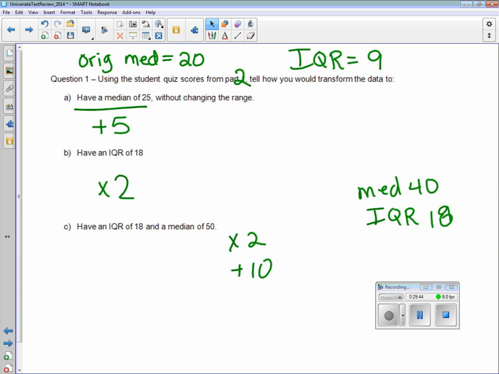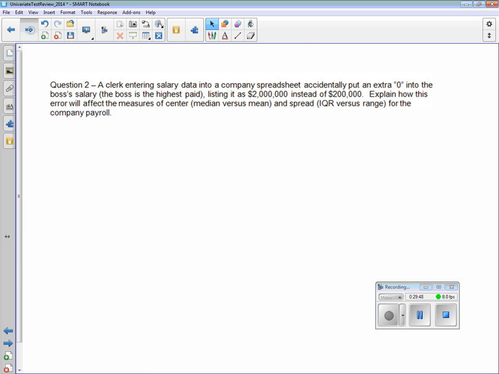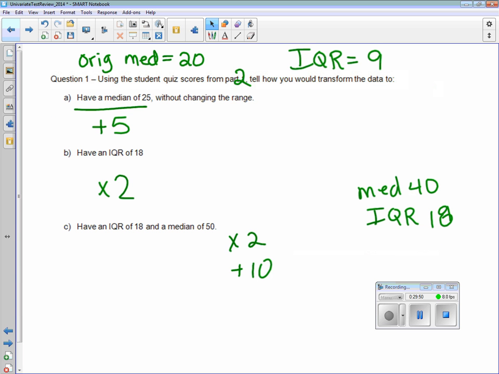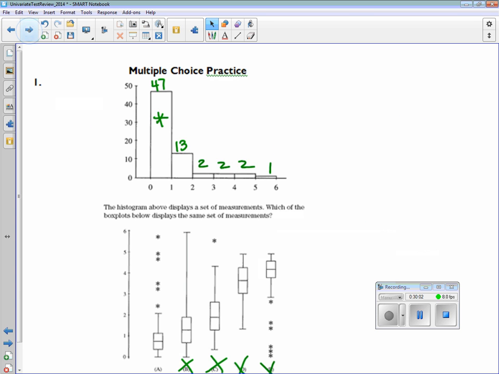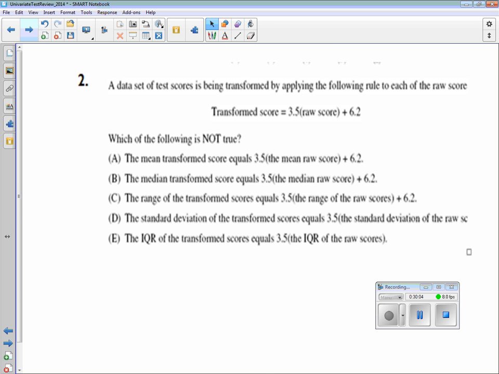So I want us to think about what's going to happen to the data. Let's look at the original median, I guess it was. The median was 20. If I multiply by 2 and add 10, do I get a median of 50? Yes. So what do you think about answer choice A here? The mean, which is another measure of center, is that true? A is true. Okay, let's go to B.